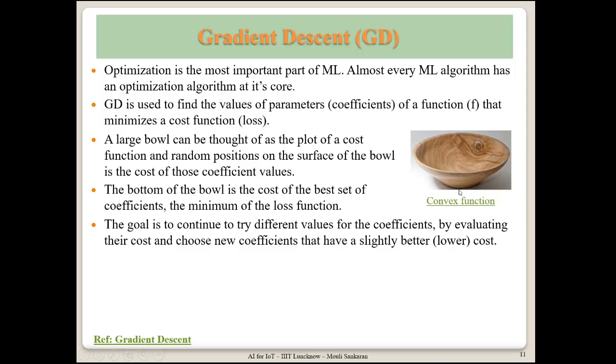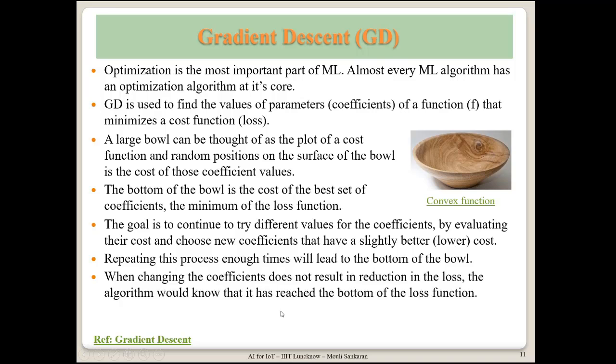So we want to settle down at the global minima, repeating this process enough times. Okay. So when changing the coefficient does not result in reduction in the loss, that is what I mentioned. When the losses continue to be the same, the algorithm would know that it has reached the bottom of the loss function. Okay. Remember, this has reached the bottom of the loss function for a given model.